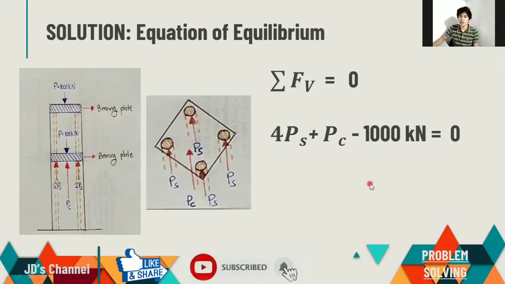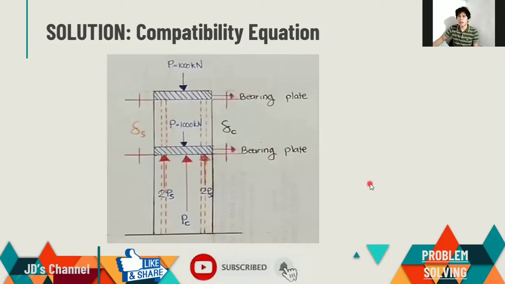Okay, so the next one, class, is the compatibility equation. Again, compatibility equation, ang focus na is yung ating geometric relation ng deformation. Okay, balikan natin yung ating system. Since ang ating system is statically indeterminate, meaning to say hindi sapat yung equation ng equilibrium. That's why we need the supportive equation or pang-support na equation, which is yan nga yung ating compatibility equation. Since ang pinupunto nito is yung ating deformation, ipapakita yung relationship nito.